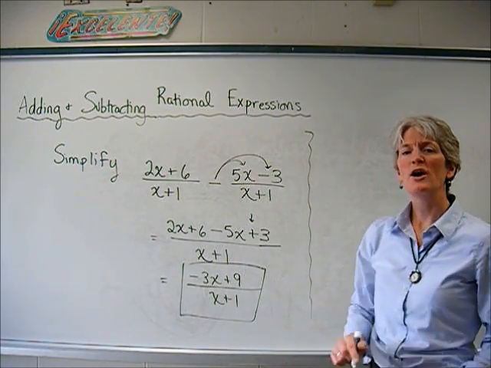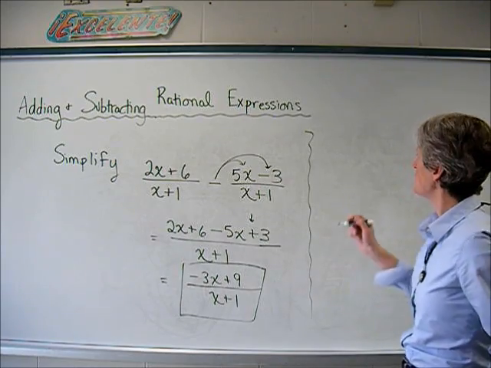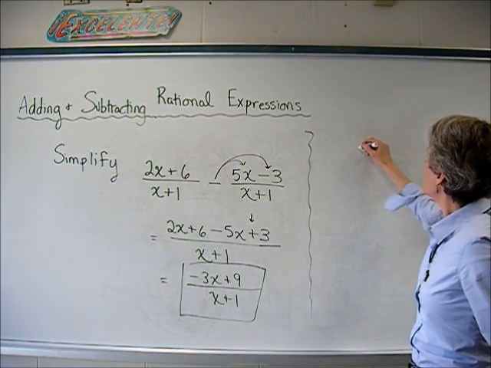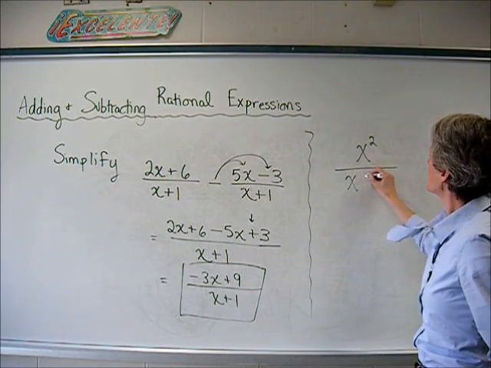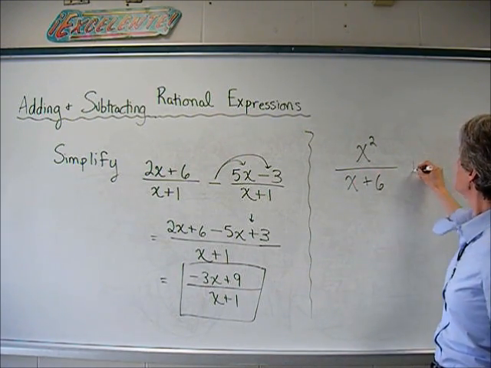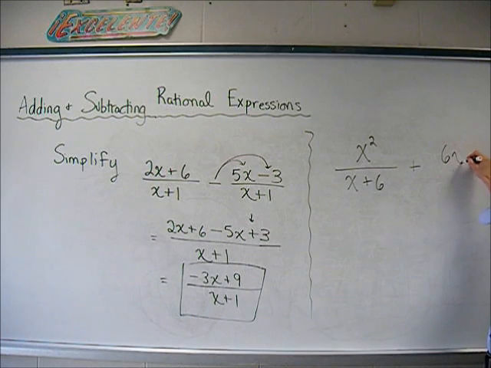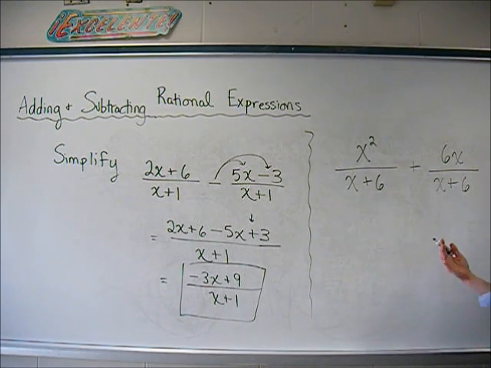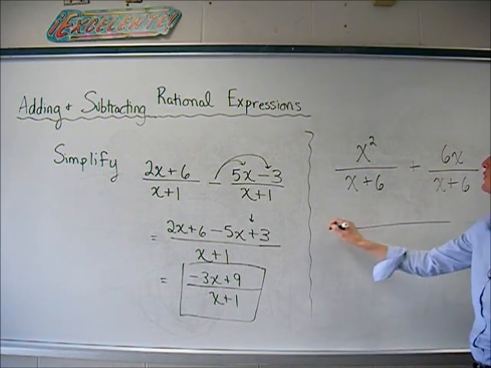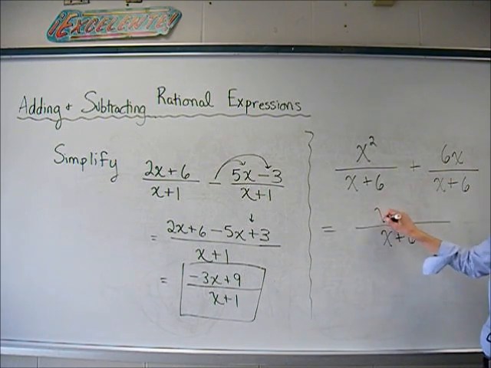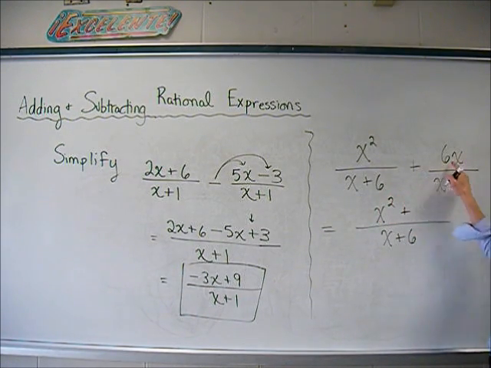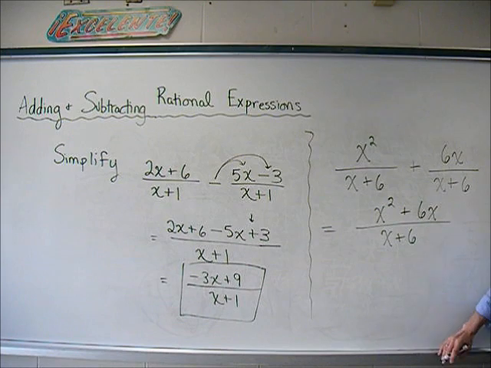Let's look at one where you could do some simplifying. Let's say I have x squared over x plus 6 plus 6x over x plus 6. All right, same denominator, so I'm just going to combine my numerators. That's not too bad so far.